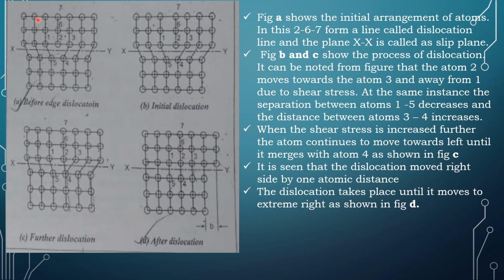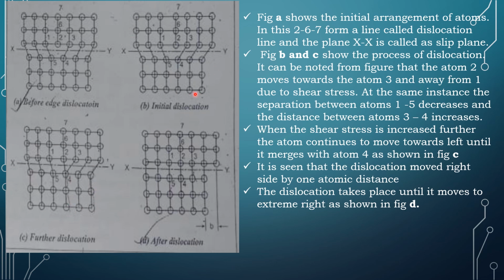Now just see here, figure A is the initial arrangement of atoms. Now in this, 2, 6 and 7 form a line called the dislocation line, and along the plane the x is called the slip plane. Now going to figure B and C, it shows the process of dislocation. It can be noted from the figure that this line has moved this side towards the atom 4. Now here in figure C, we can see that this line has moved completely and it has got attached to the atom 4 as shown in this figure.